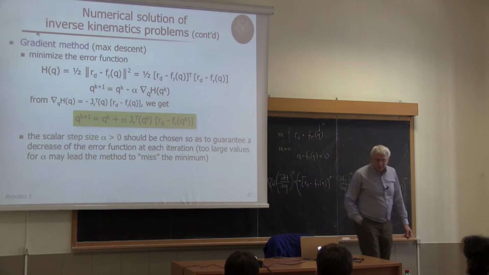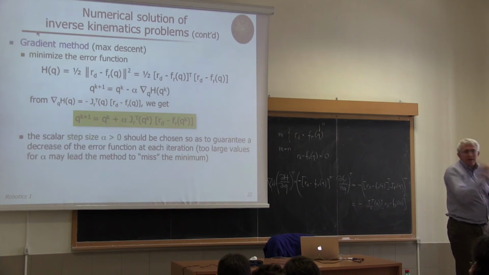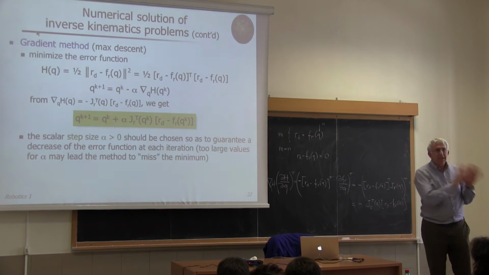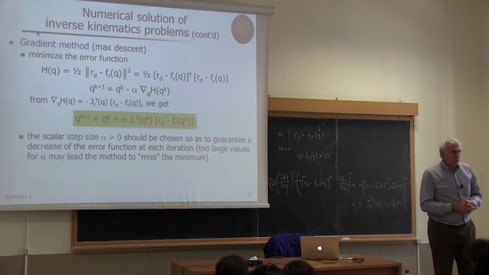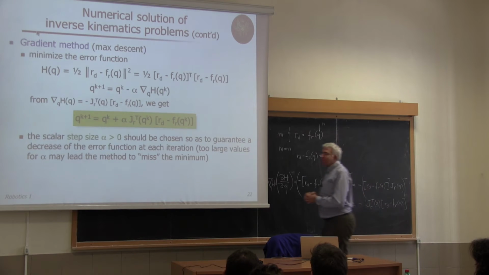Now, the limitation. First of all, this step size, alpha, should be positive. Why? Because I have found a direction where I descend the gradient, the negative gradient. If I take alpha negative, I'm going in the other direction, so I'm going where things increase. So it's positive. But how large should it be?